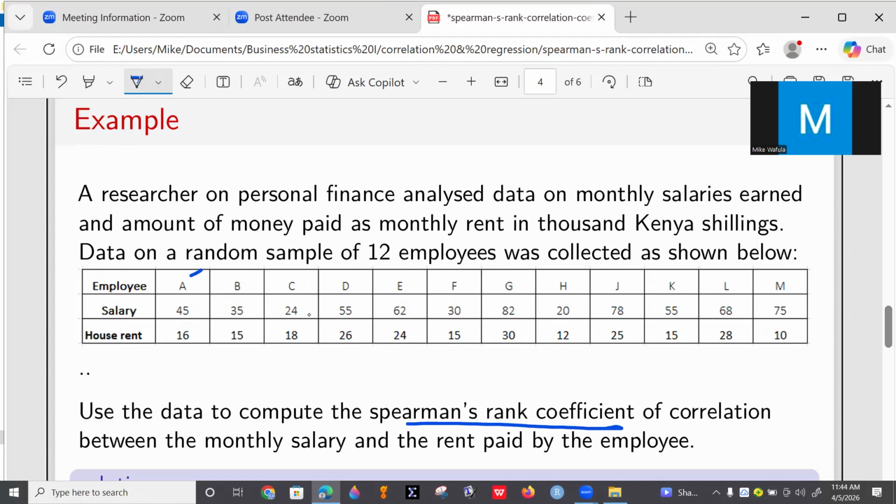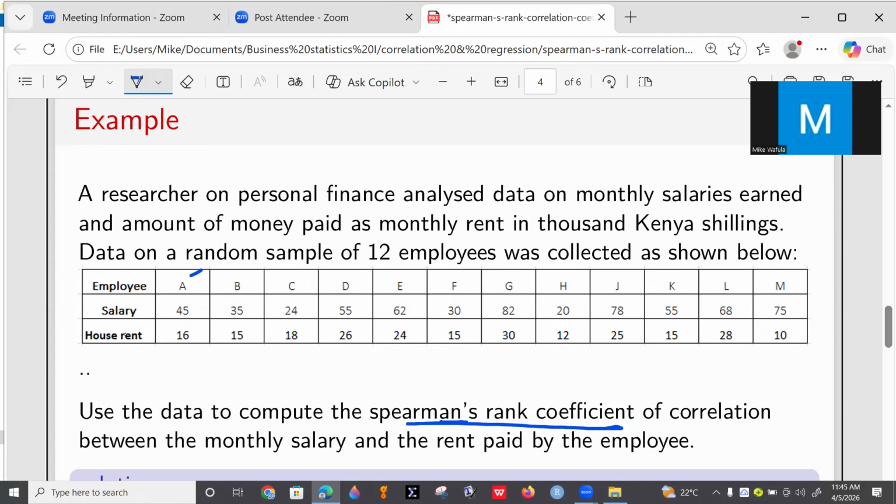If it was the Pearson correlation coefficient, then it would have been easier for us to just go ahead and use the data the way it is. But because it's Spearman, we have to rank this data. And before you rank, remember we have said that in these formulas, the formulas do not have salary and house rent.